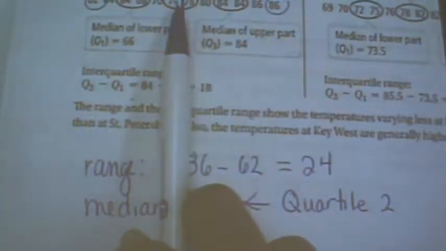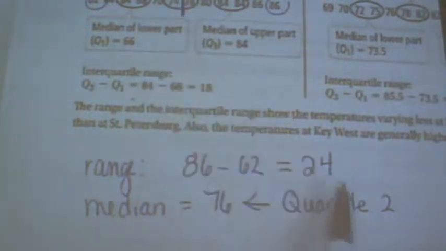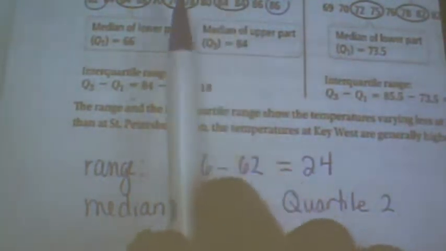Now, when you get quartile 2, you have to add these up and divide by 2, and you get 76. What you've done is you've broken your data into two parts. This is 50% of your data and this is the other 50%.